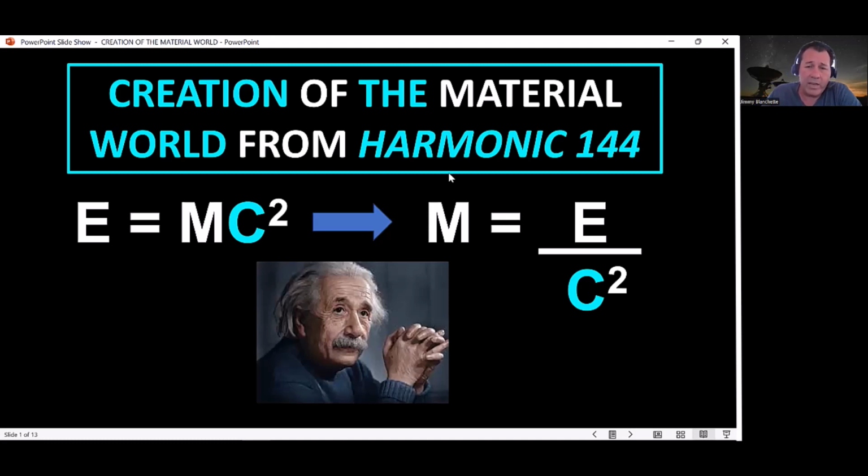And we see here on the right side it's the same equation that we have on the left side. It's the same equation, but to express the value or the solution related to the mass, right? So we're going to essentially try to demonstrate how we can create the material world out of harmonic 144. So that's why we isolated here the m into this equation.